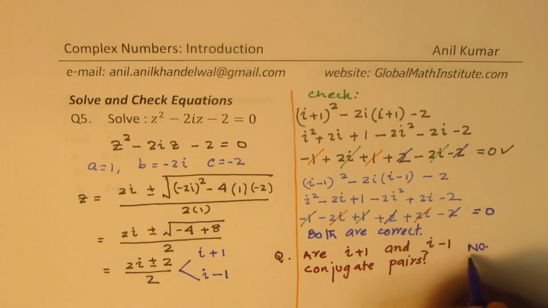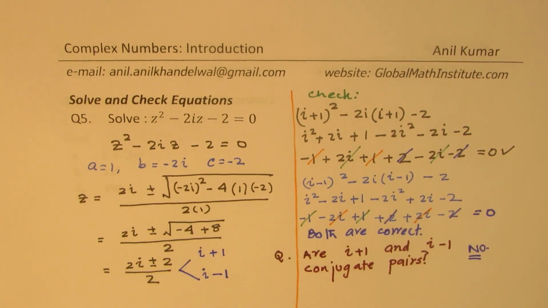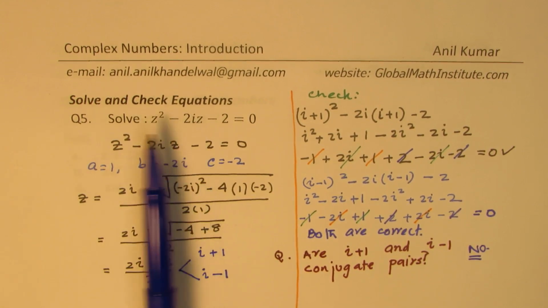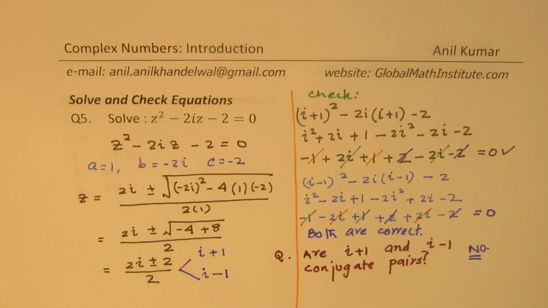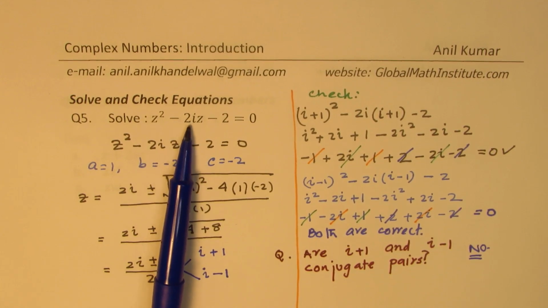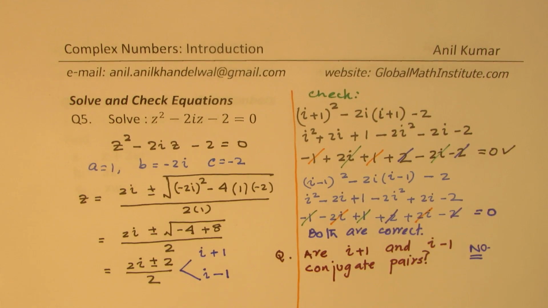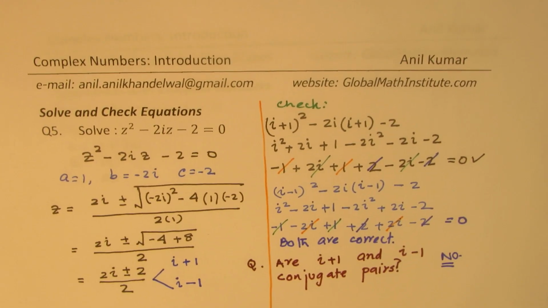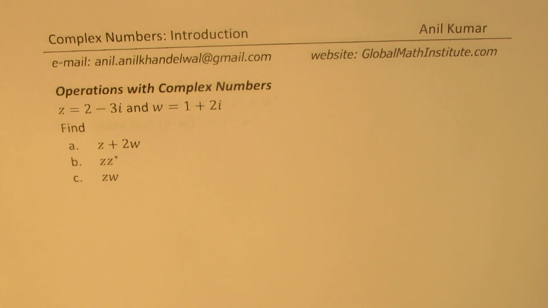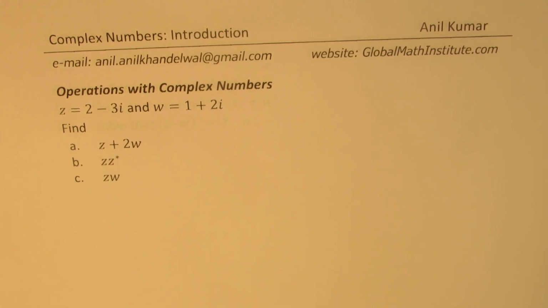No. So what you learned here is that if you have an equation which involves i in this fashion, you might have one solution, you might have two solutions, and both these solutions may not be conjugate pairs, right? You only get conjugate pairs in cases like our quadratic equations without i in between. Is that clear to you? It's very important to note this. With that in mind, let's move forward and look into operations with complex numbers.